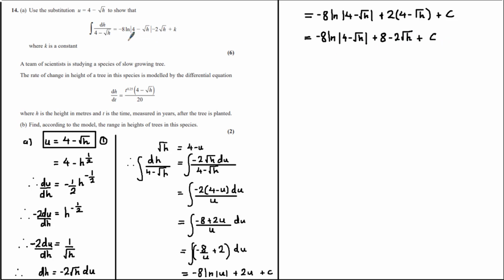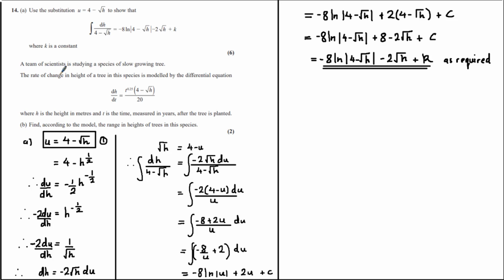Taking a look back at what they've asked us to show, we have the same term here, minus 8 ln of 4 minus the square root of h. We also have the minus 2 root h here. And as you notice, there's a plus k here, but the k just represents a constant and can be any constant really. So 8 plus c can be expressed as k, and therefore this is equal to minus 8 ln of 4 minus the square root of h minus 2 root h plus k as required.